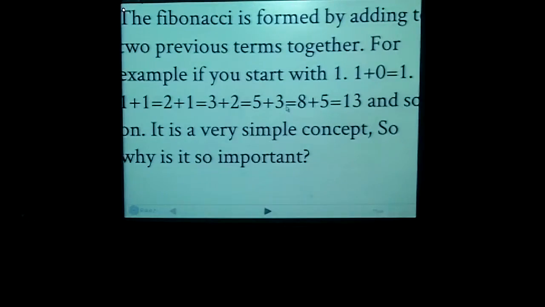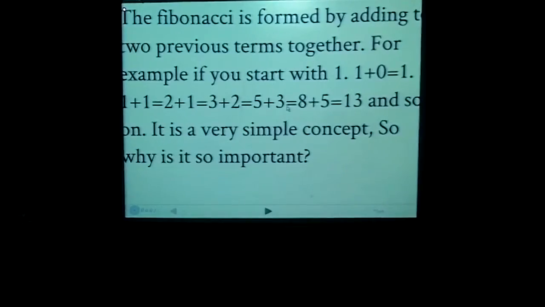Okay, so the Fibonacci sequence is formed by adding the two previous terms together. For example, if you start with 1, you would say 1 plus 0 equals 1. Then you add 1 to that, so you get 1 plus 1 equals 2. You add 1 to that because that's still the previous term. So you get 2 plus 1 equals 3. You add 2, you get 5. You add 3, you get 8. You add 5, you get 13, and so on. It is a very simple concept, but why is it so important?